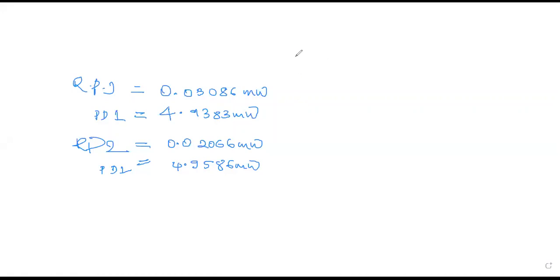Take down the next question. A magic tee is terminated at collinear ports 1 and 2 and difference port 4 by impedance of reflection coefficients. Wait.